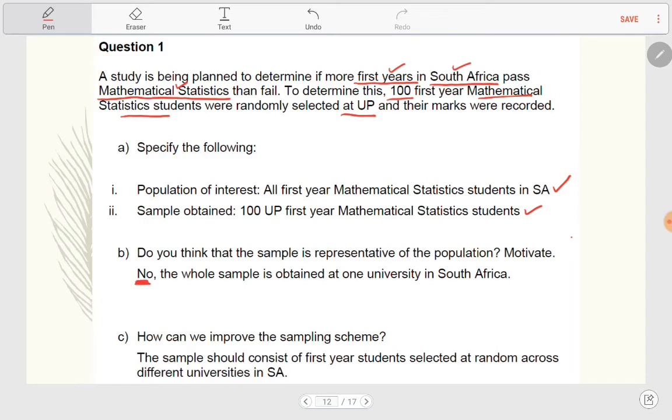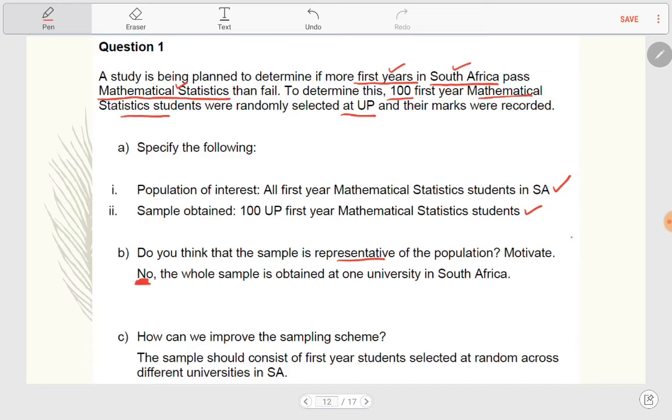No. The reason being that students at UP cannot possibly represent all the students throughout the country, because students from different universities will have different characteristics and we're going to miss out on their information. Therefore, we're going to say no. This is not an ideal representative sample because of that.